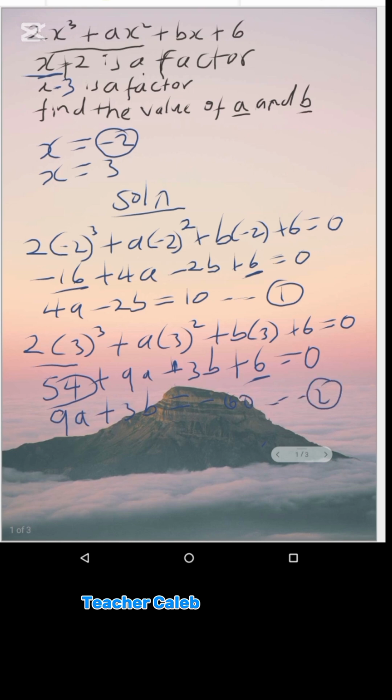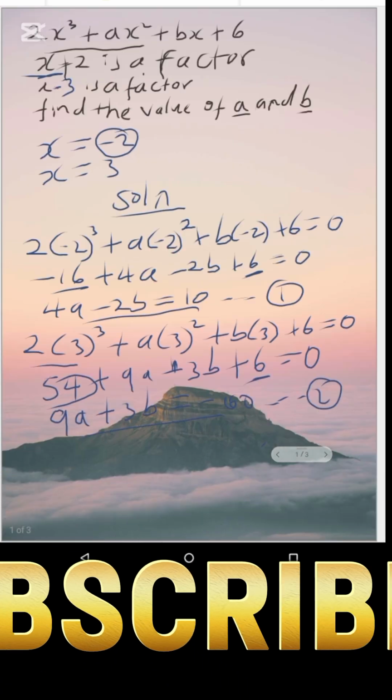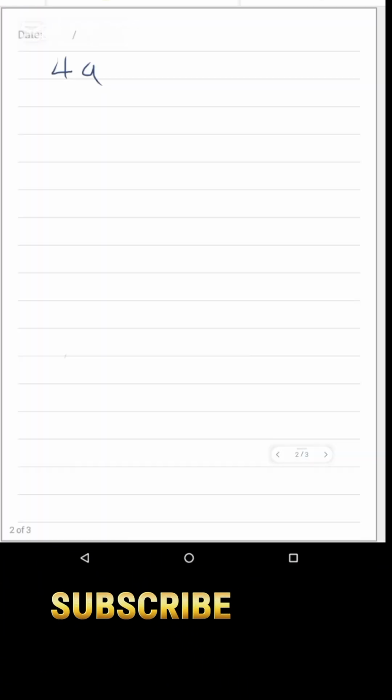Now equation 1 together with equation 2 gives us a simultaneous equation. Moving to the next page, our first equation was 4a minus 2b equals 10, and the next one was 9a plus 3b equals negative 60. You can solve these two simultaneous equations by elimination. So let's eliminate the value of b.